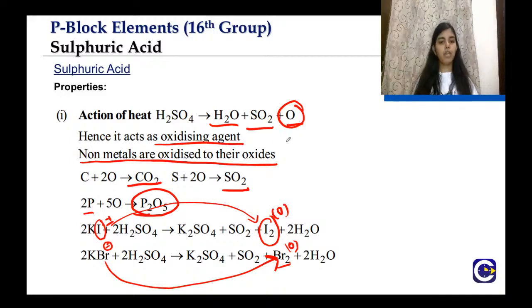So, this is how you can remember the products, that non-metals will form their oxides, and if you are taking halogens such as iodine, bromine, they will be oxidized to their higher oxidation states. That means iodide to iodine, bromide to bromine.